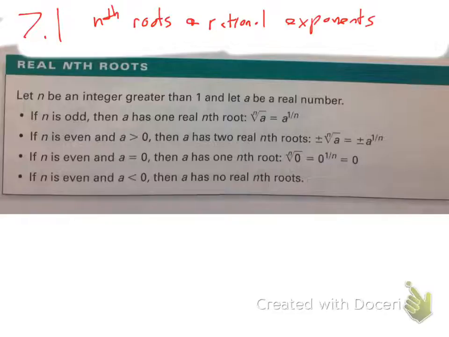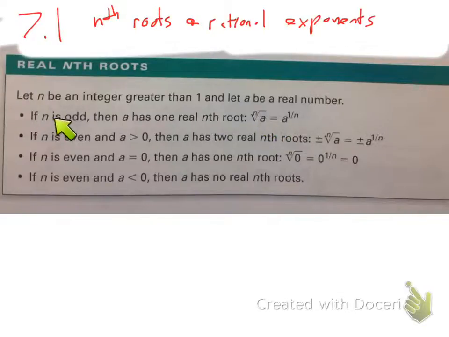Basically it says that if we have n be an integer, so it's a nice number, like 1, 2, 3, -2, -4, 0, all that, and it happens to be greater than 1, so now we're talking about 1, 2, 3, 4, 5, 6, 7, 8, 9, 10. And let a be a real number, so that a, which is underneath the root, can be anything it wants to be.